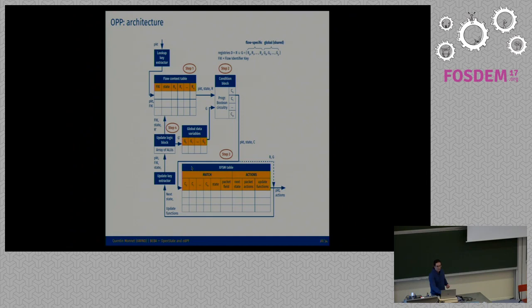And then the second lookup is done on the result of those conditions, the state we are in, and the packet events, for example, the UDP port for port knocking. And it returns, as before, the next state for the flow, the action to perform on the packet, and also an update function that will be used to update per-flow and global registers.